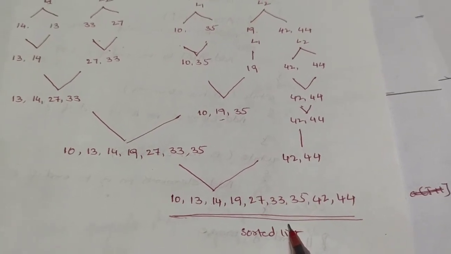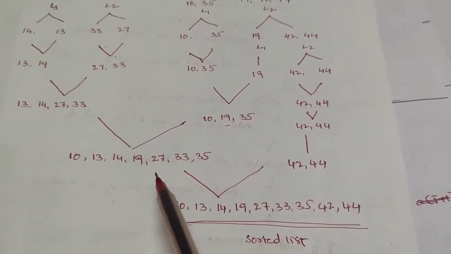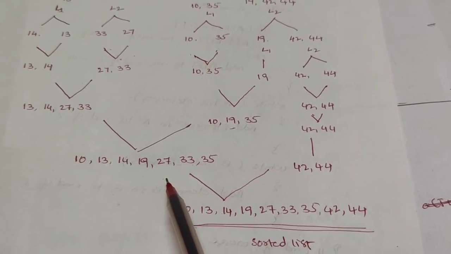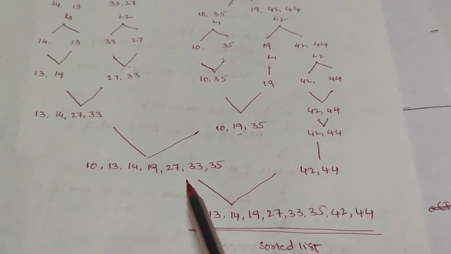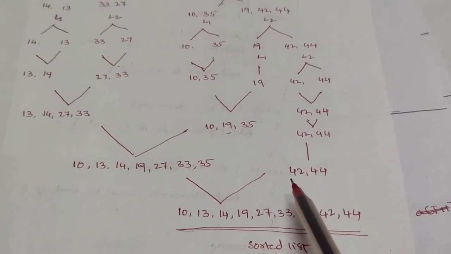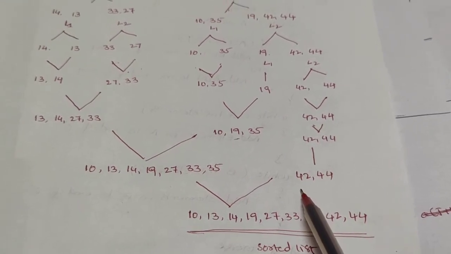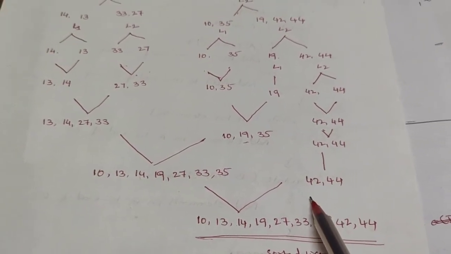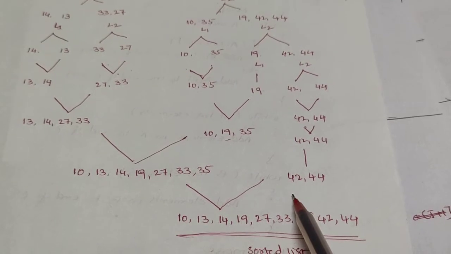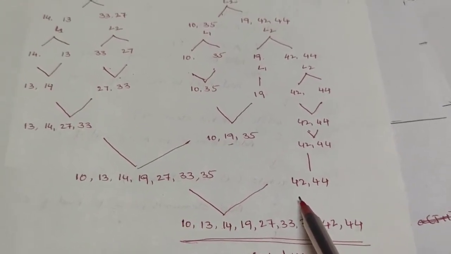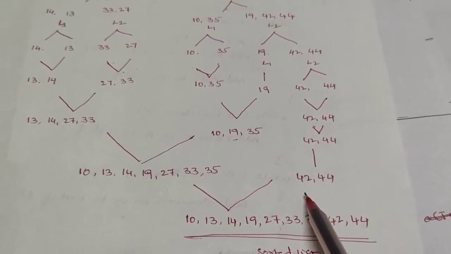Here observe carefully, my dear friends, the above step. One sublist consists of 7 elements and another sublist consists of only 2 elements. The number of elements in a sublist is not a problem, but how we are going to merge them is important.